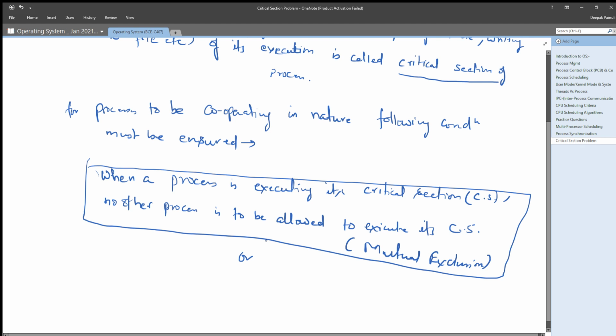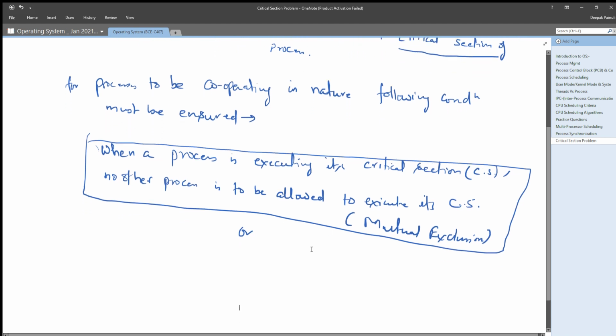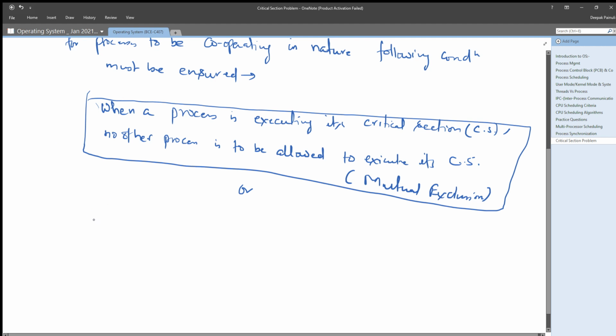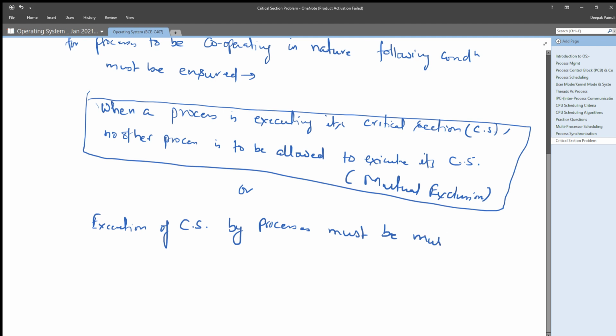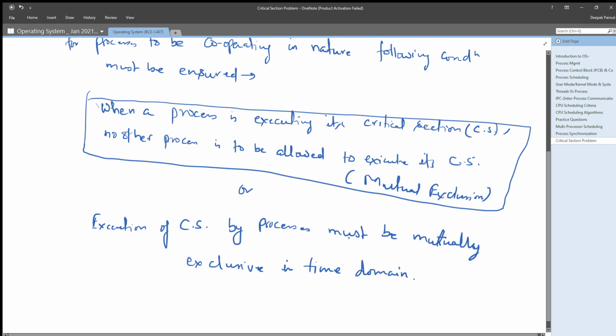Or in other words, we can also write: execution of critical section by processes must be mutually exclusive in time domain. Both mean the same, right?